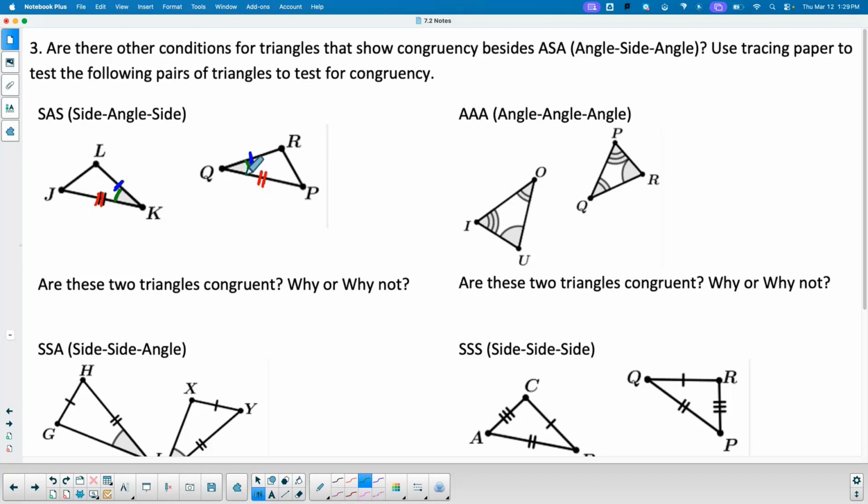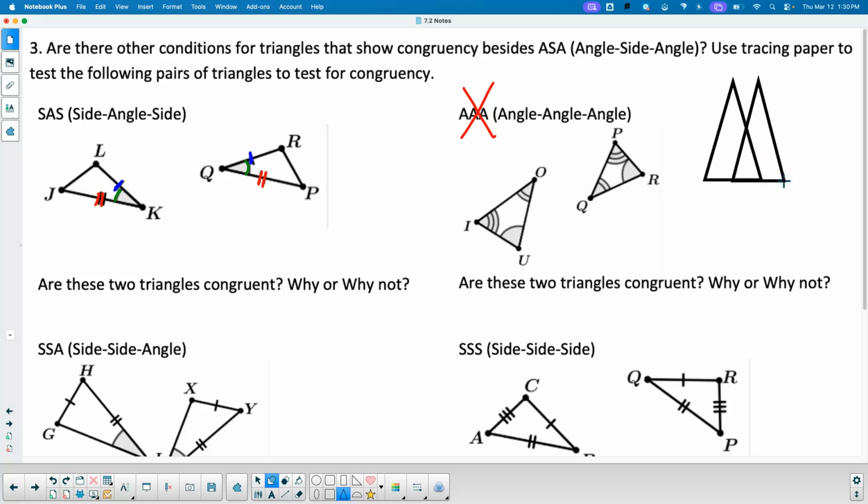Triple A, angle, angle, angle, does not prove triangles are congruent. You have to have at least one side to set the size of your triangle. And the reason is, let me see if I can do this now. Here is a triangle, right? And let me see if I can do another one on top of it. There we go.